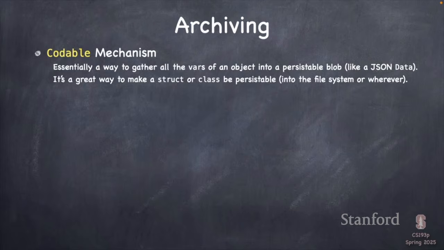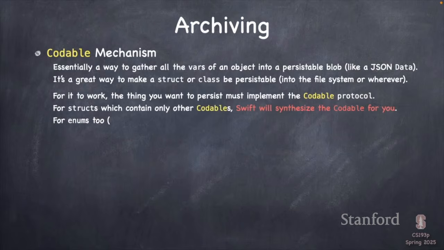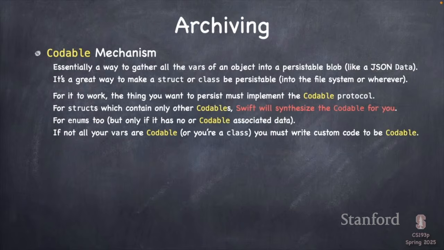To make a Data blob out of something, you've got to make it Codable, and it's sometimes really easy. You just mark the struct you want Codable, and you cross your fingers, as we've talked about before, and you hope that Swift can synthesize that conformance for you. And as long as all your vars are Codable, it can do it if it's a struct. Same thing for enums, as long as the enum's associated data are all Codable.